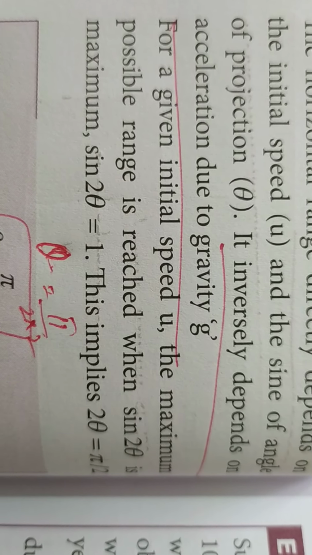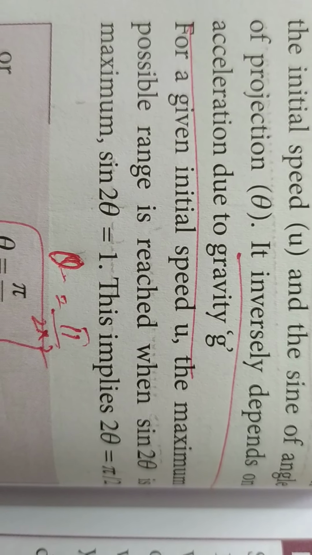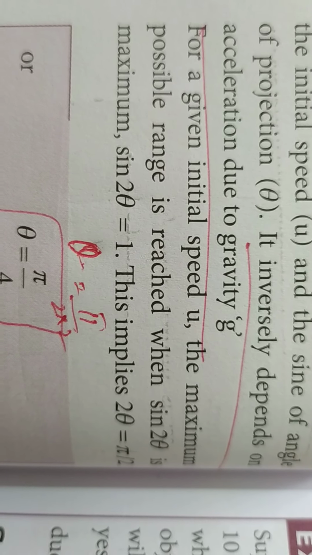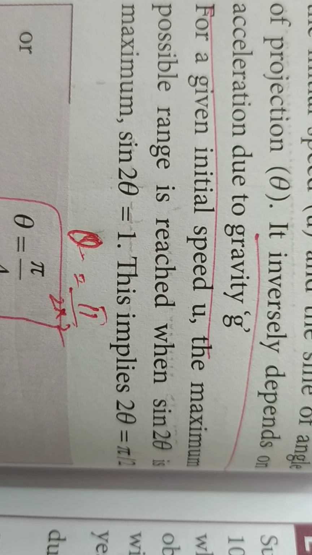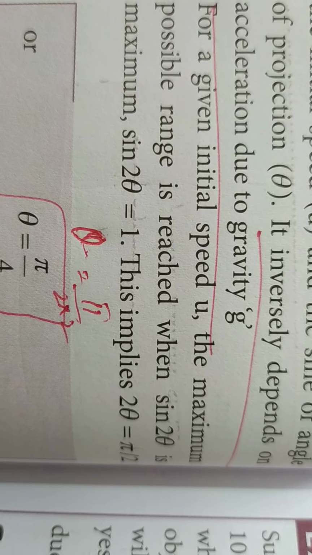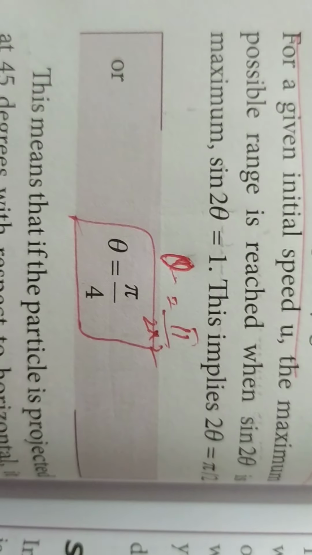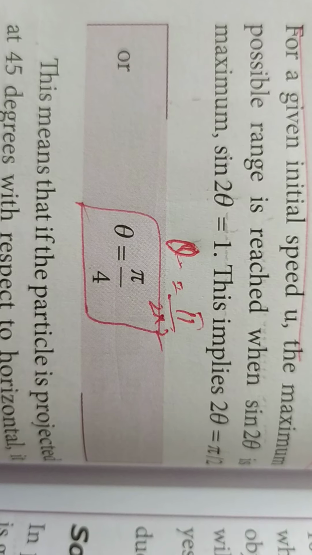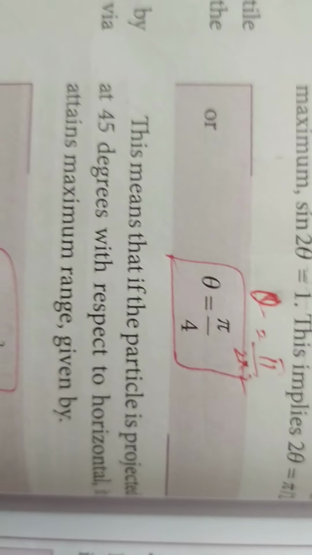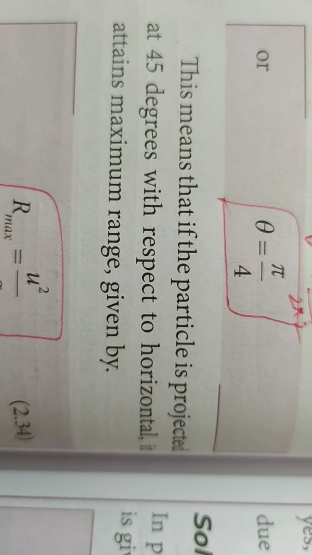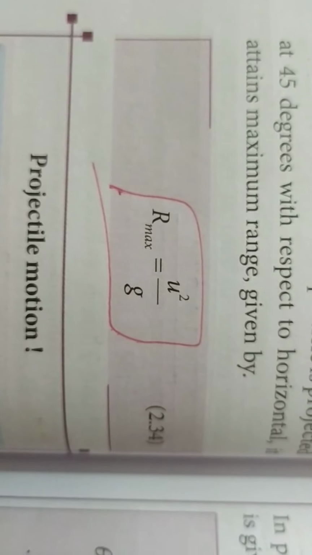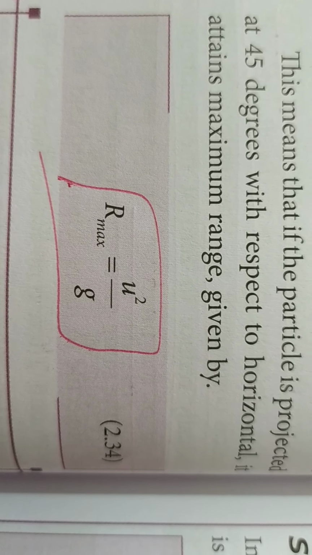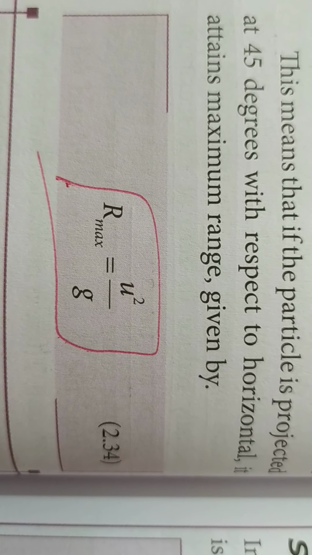And so here the range is inversely proportional to the acceleration due to gravity. Suppose you want to find out the maximum possible range, then sin 2 theta must be equal to 1. That is possible only when 2 theta is equal to pi by 2, or theta is equal to pi by 4, that is for an angle of 45 degree. So if the projectile is projected at an angle of 45 degree, it will attain the maximum range. So the equation now becomes R max is equal to u square by g, since sin 2 theta is equal to 1.